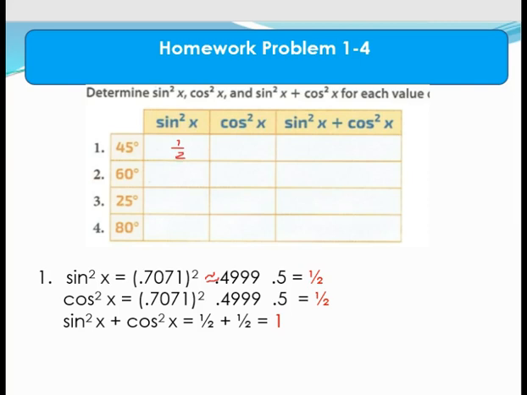Cosine x squared, remember sine and cosine are equal to each other, so it will also be 1/2. And if we add 1/2 plus 1/2, we will have 1. Now if you go to do one of these problems and it's one of the decimal problems and it doesn't come out quite right, that means that you've rounded incorrectly. Just go ahead and take a look at your unrounded decimals to make sure you round them so they'll add to 1.